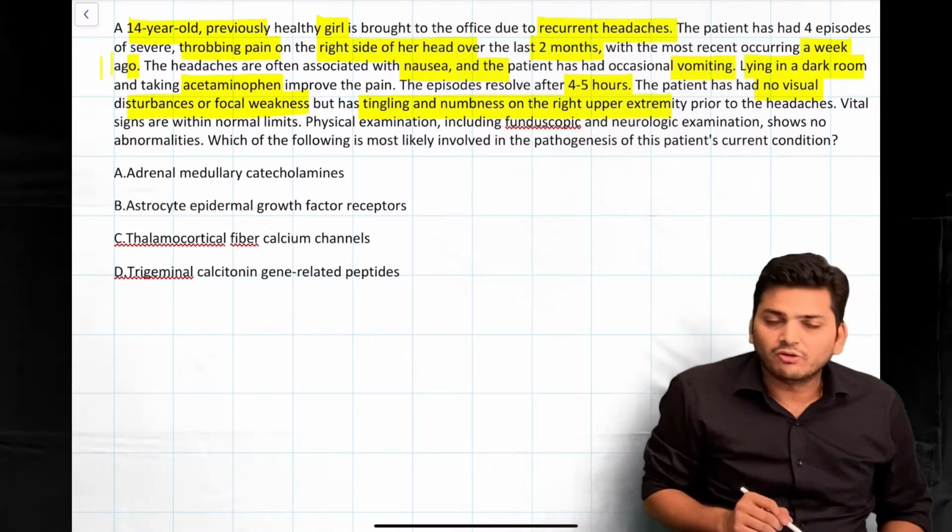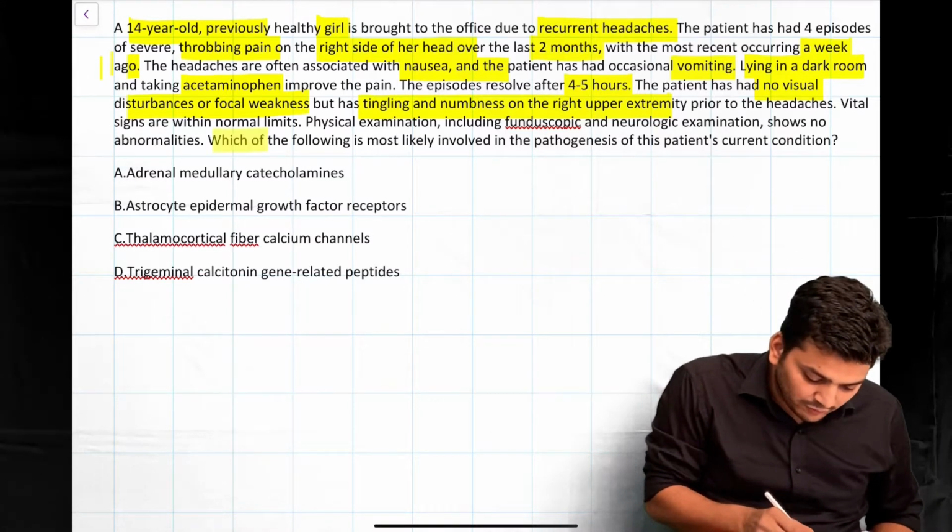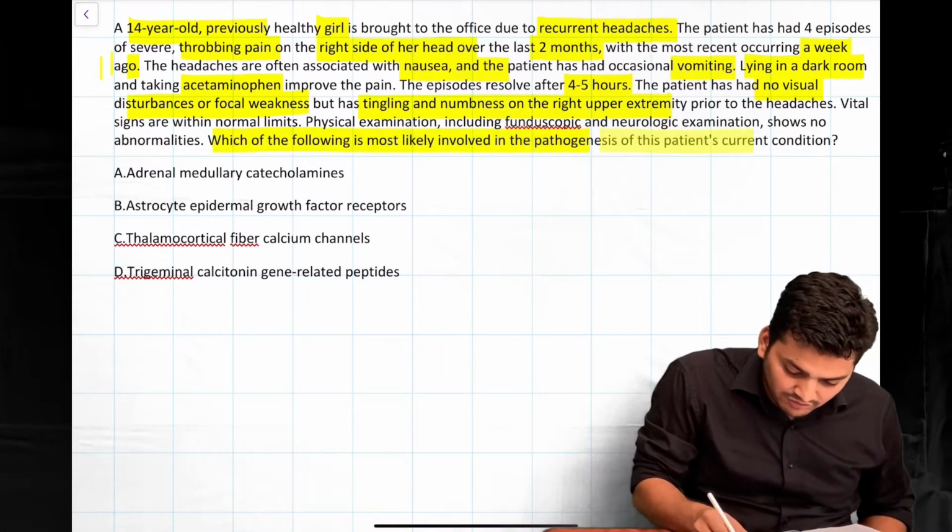Rest of the things are normal. The fundoscopic examination and the neurological examination are normal. What they are asking is which of the following is the most likely involved in the pathogenesis of the current condition.